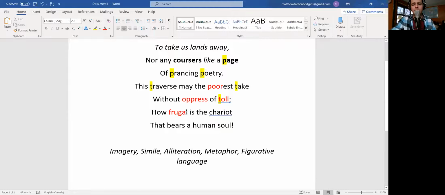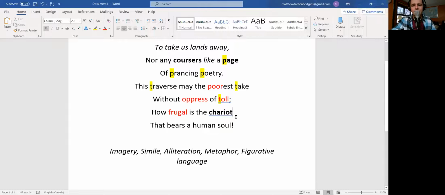And then finally, how frugal. I already told you that the word frugal means someone who is good with their money. Spending frugally means that you're spending only what you have to, and you are saving the rest, and you're being very cautious, and you're not overspending, right? So how frugal is the chariot? Now here we have another comparison.